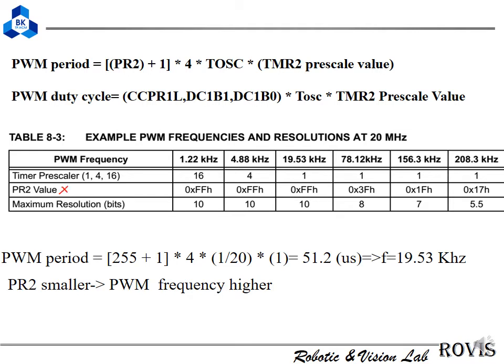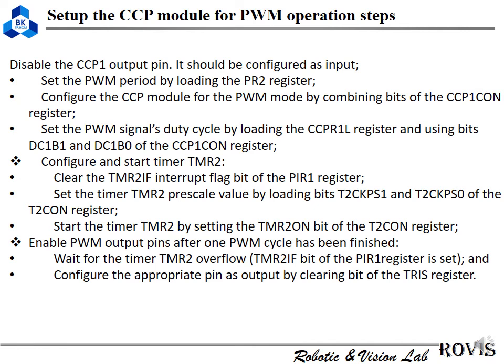If we use the PR2 value, this is the 255, and we use the 10 bit resolution value, and the timer prescaler is 1, so we can generate the frequency here. This one is the frequency here, and this is the procedure to generate the PWM signal.